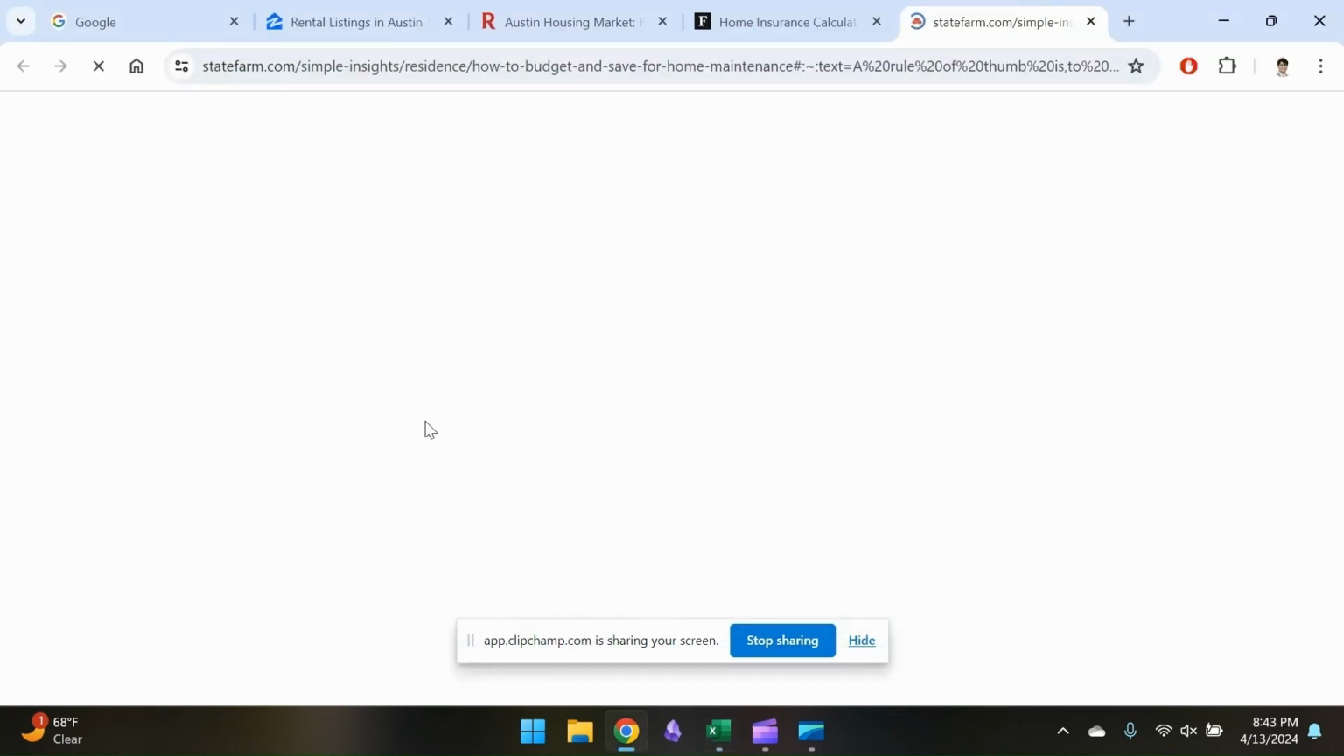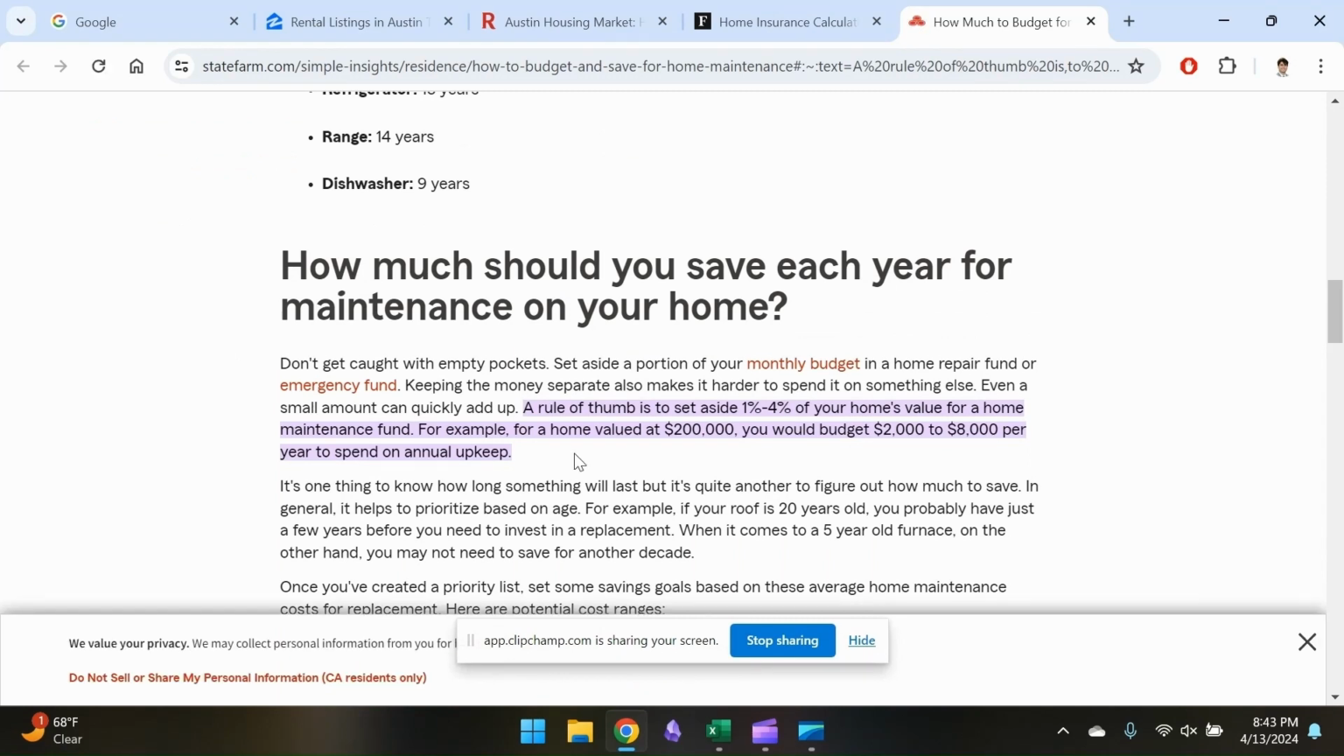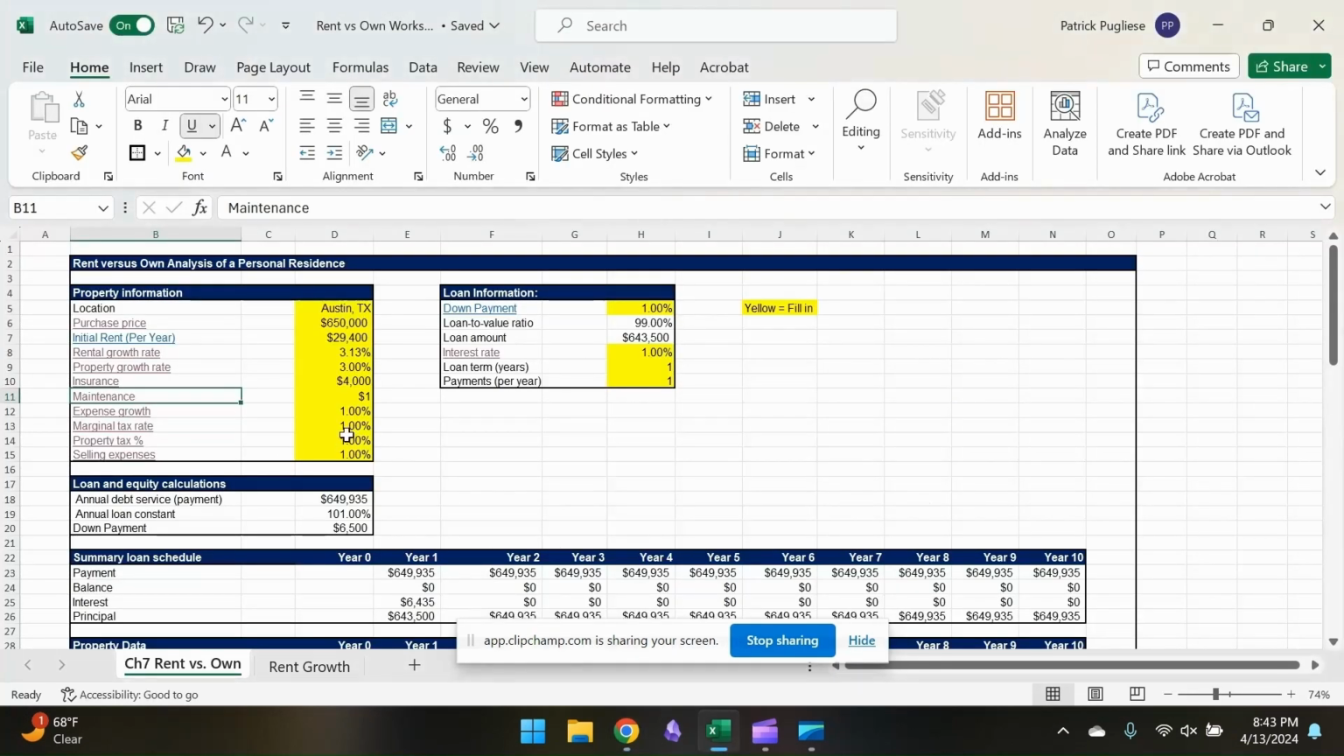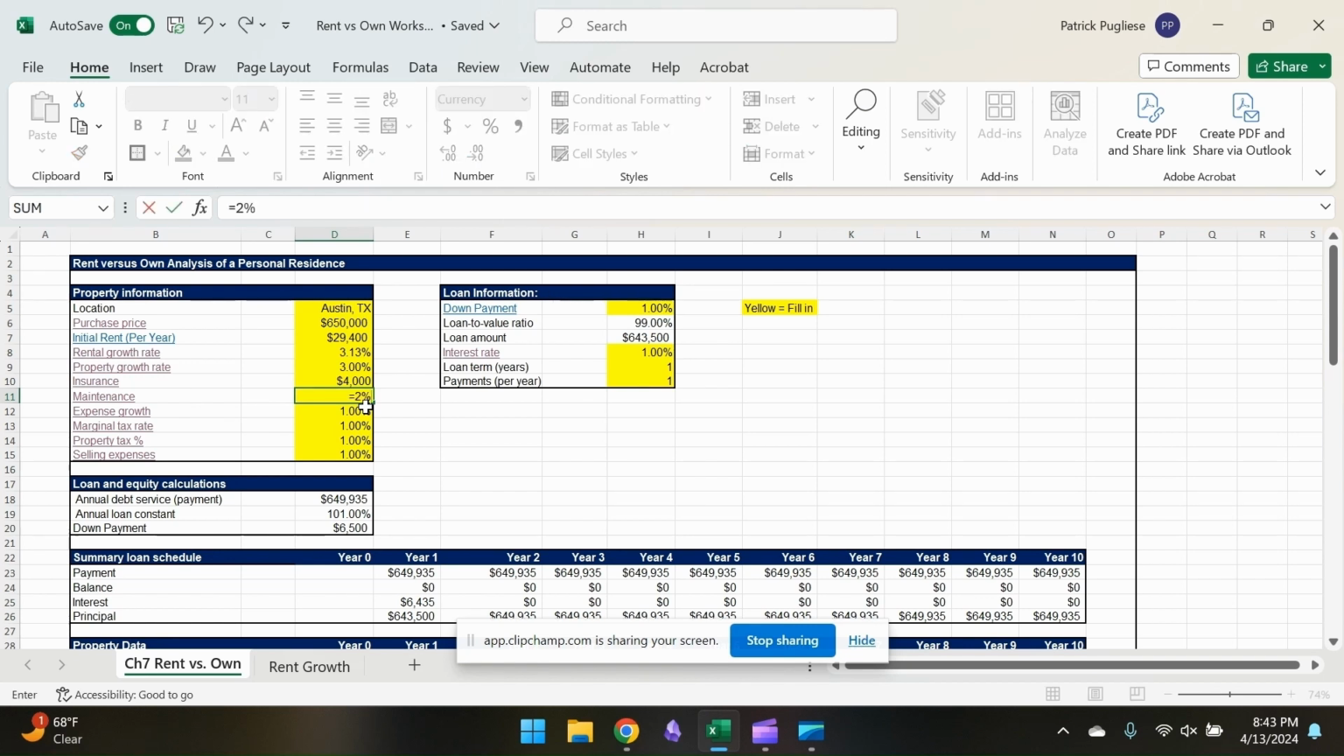To calculate our maintenance cost, I found this article on State Farm. Rule of thumb is to set aside 1 to 4% of your home's value for home maintenance. The home doesn't look too old, so we'll take 2% of the home value. So we'll do 2% times our home value here, so $13,000 a year set aside for that.